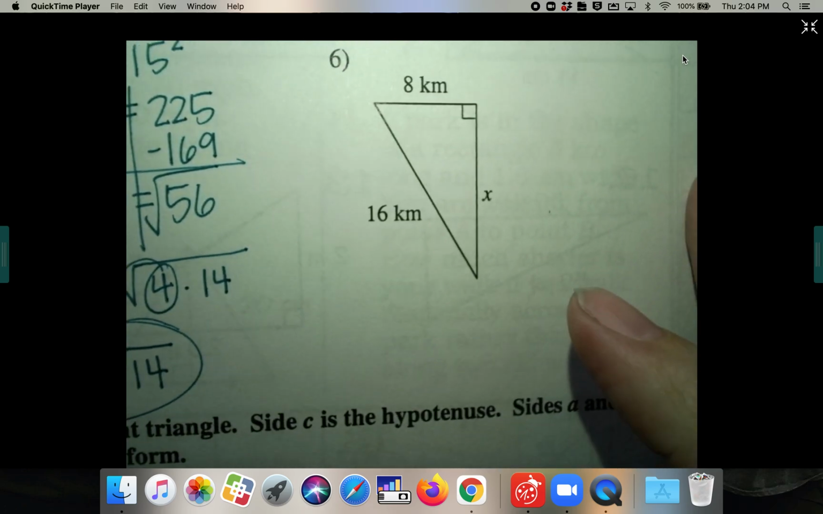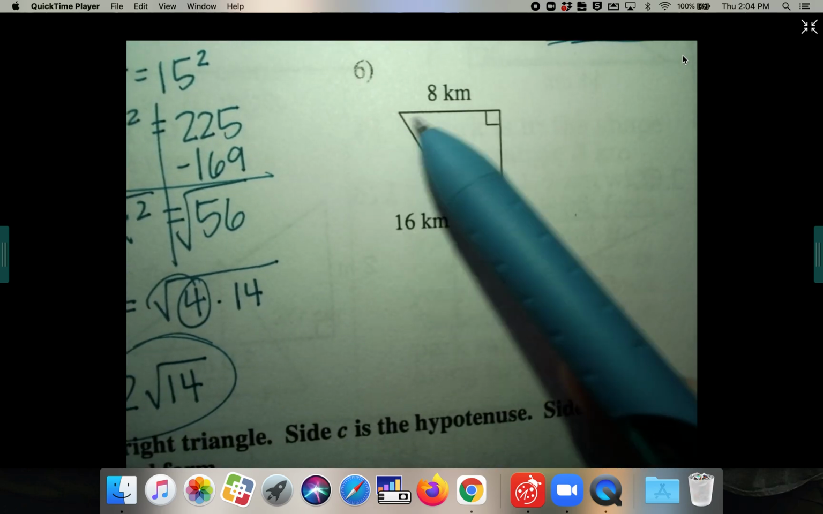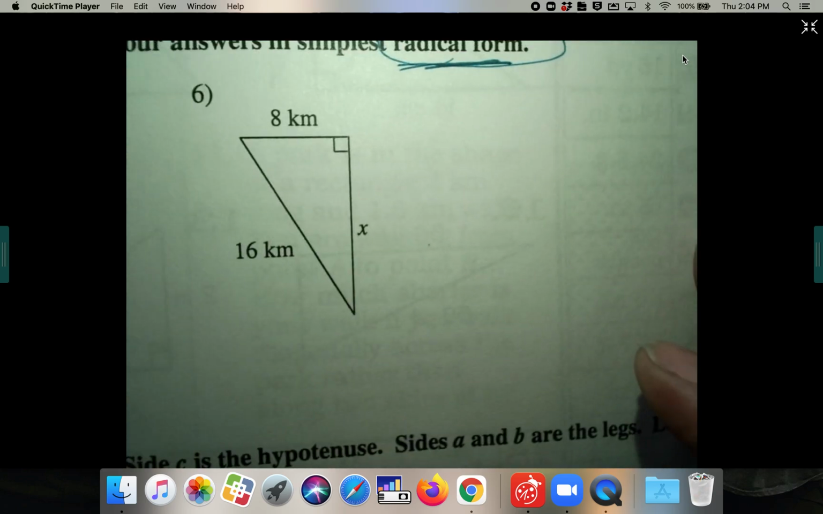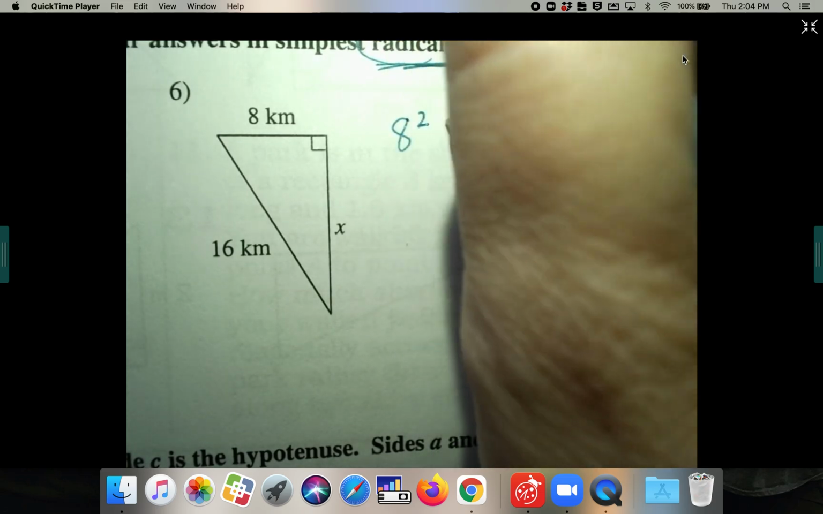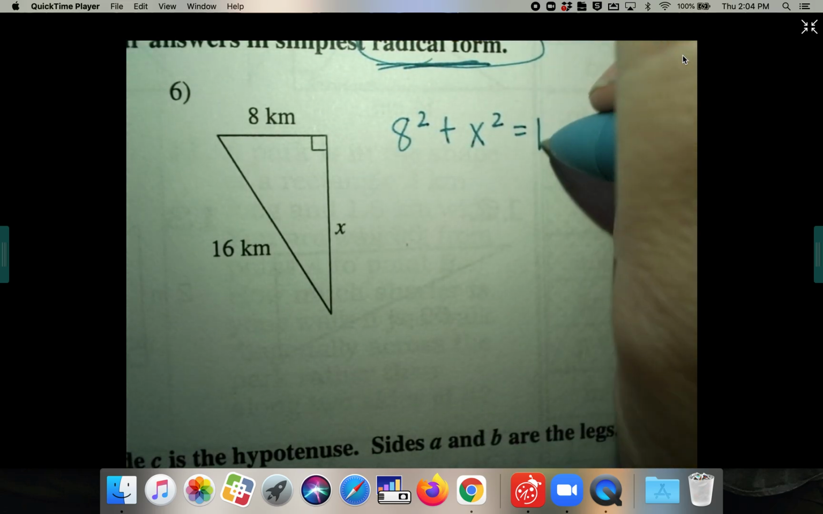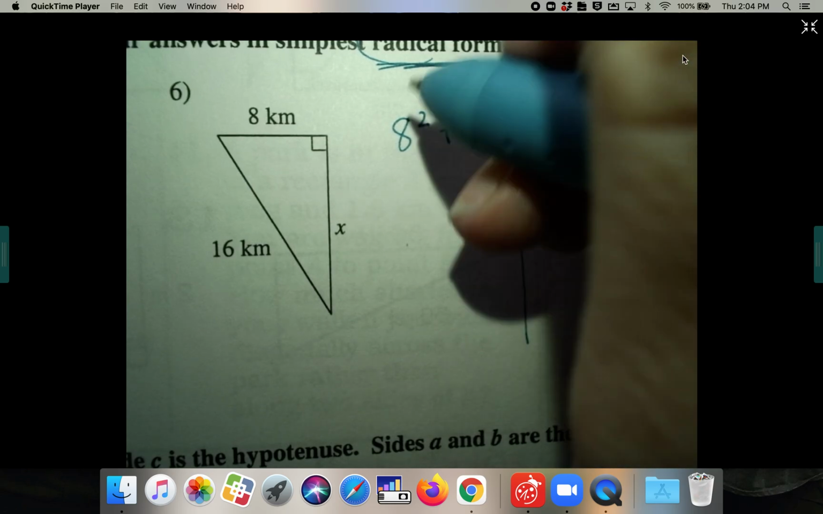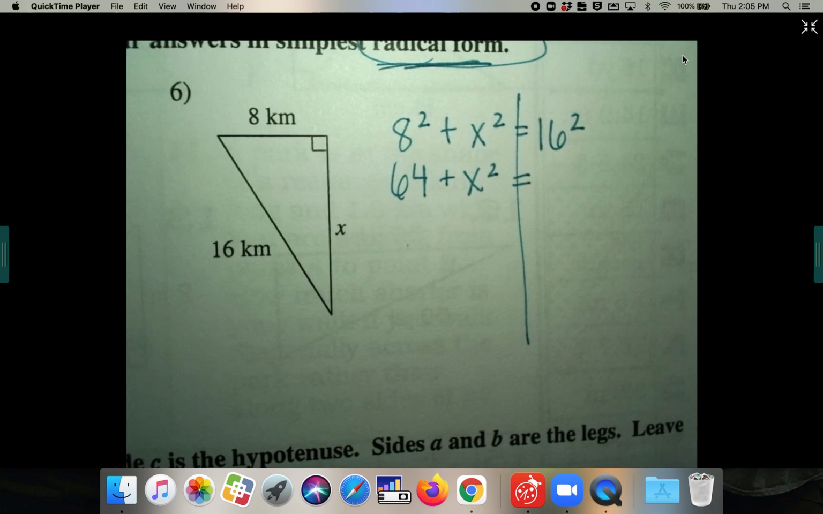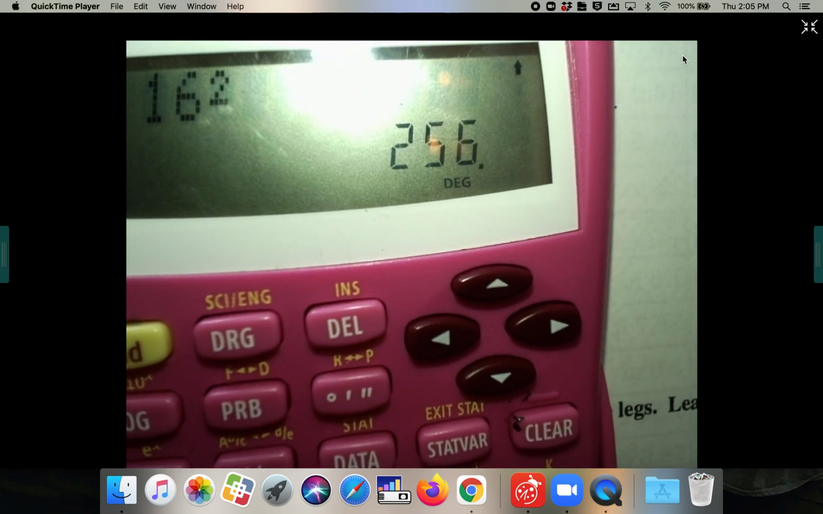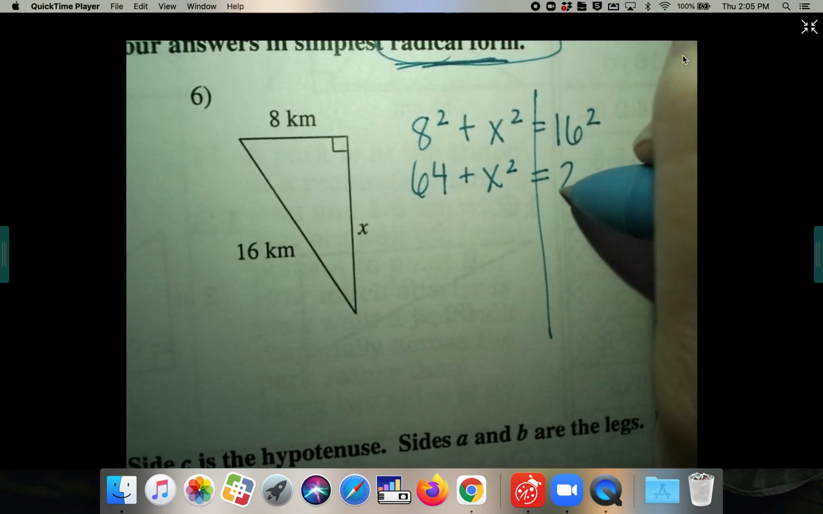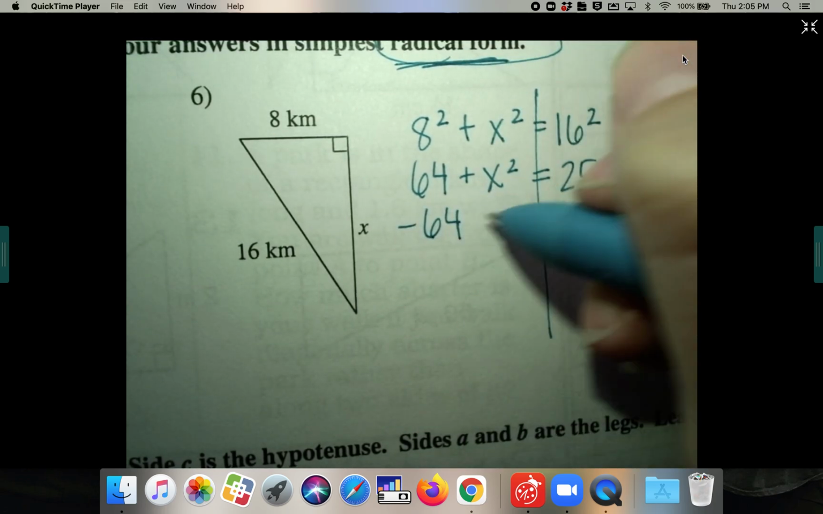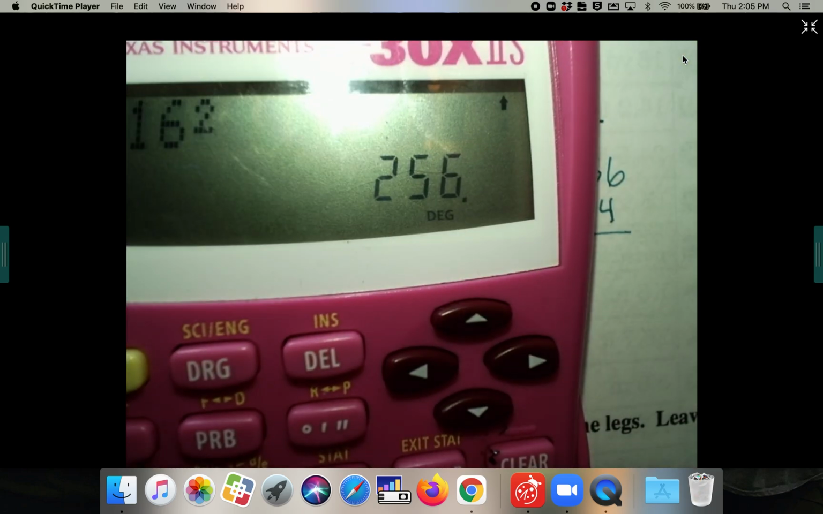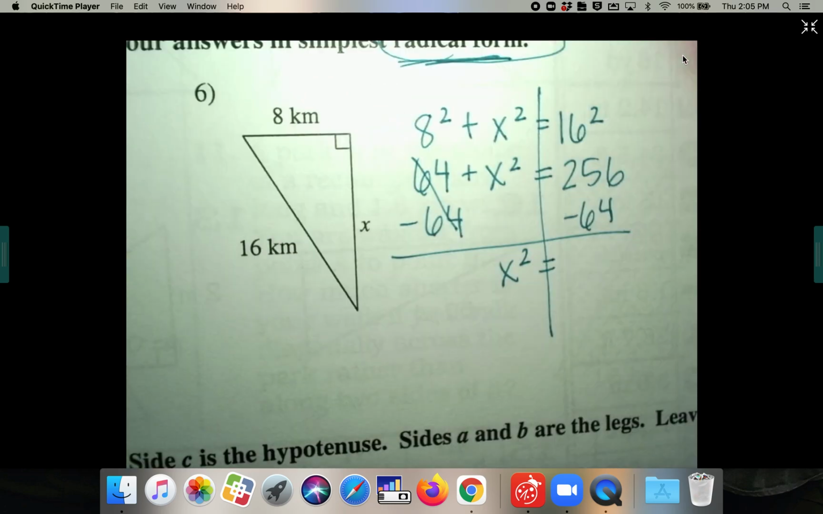All right, let's try this one. This one is the same in that we have the hypotenuse, but we are missing a leg. So you're still going to set it up the same way. So 8 squared plus x squared equals 16 squared. So 8 squared is 64. 16 squared is, I don't know past 12 or 13, 256. So 256, we're going to subtract 64 from both sides. 256 minus 64 is 192.